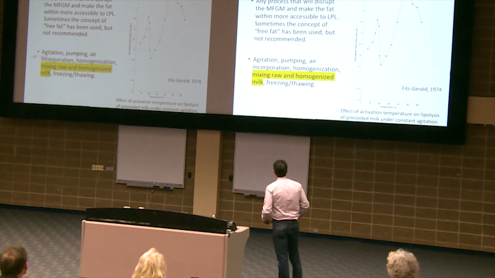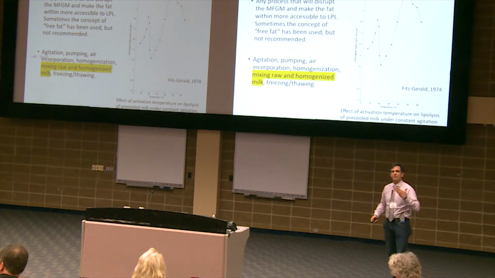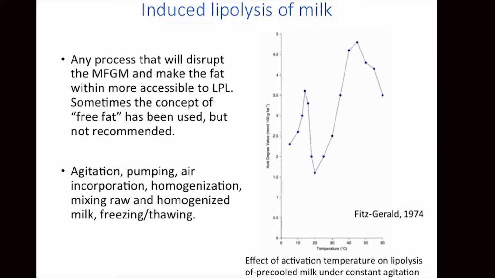And now let's go to the induced lipolysis of milk. And my conclusion after reading paper after paper after paper is, again, anything that causes a physical damage to the milk fat globule membrane, and we're talking about unit operations, pumping, stuff like that, will cause and increase lipolysis and free fatty acid production. So agitation, pumping, air incorporation, homogenization, and I do not know who would do this, mixing raw and homogenized milk. You're not doing that.